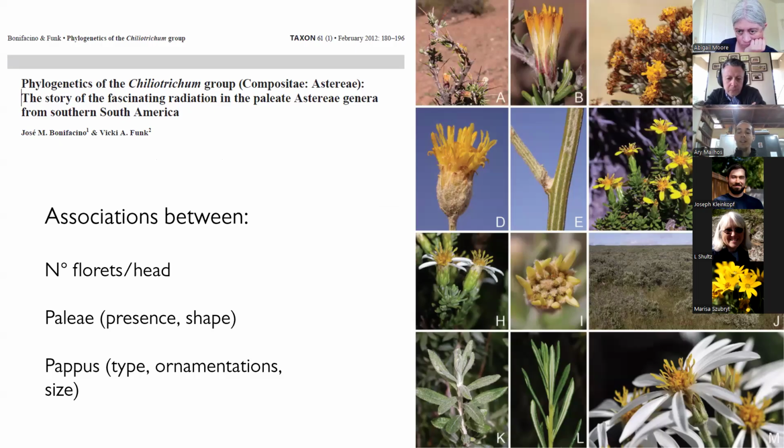hypothesis, right? In this paper, they saw associations between the degree of development of the pappus, like how large it was and what kind of ornamentations it had, and the presence or absence of paleae in those capitula. And there seem to be some other correlations between the number of florets in a capitulum as well. So there seems to be some evidence that, in fact, there are some correlations, but this still needs to be looked into in more detail.